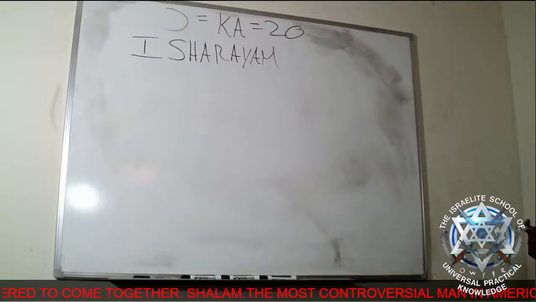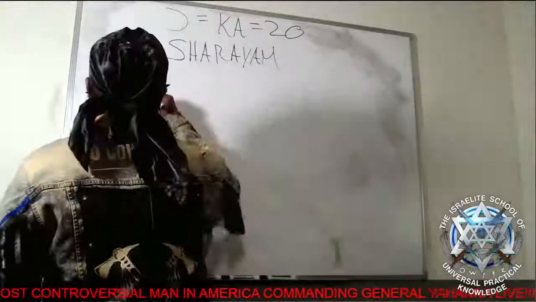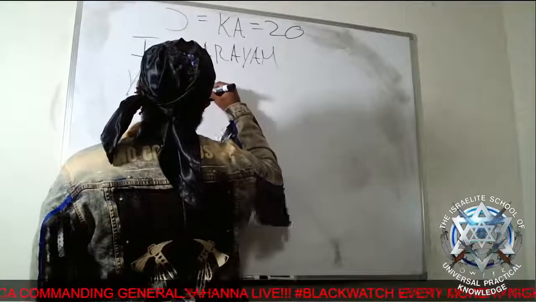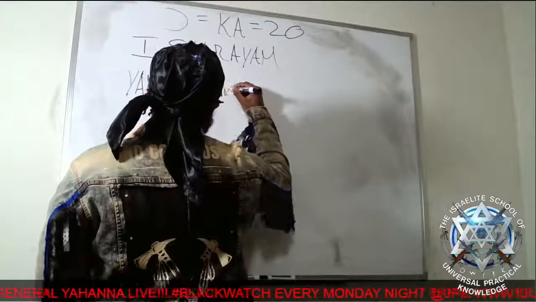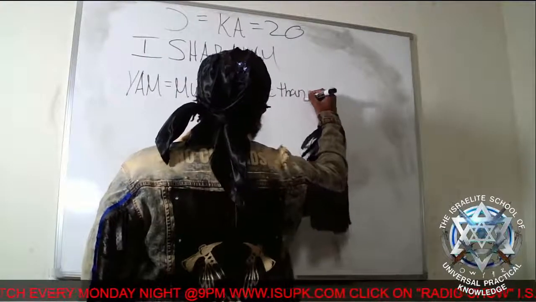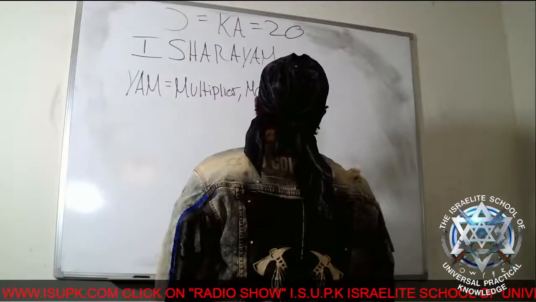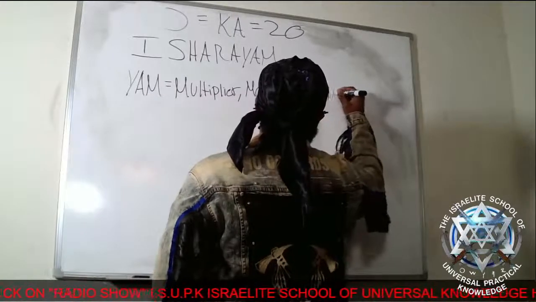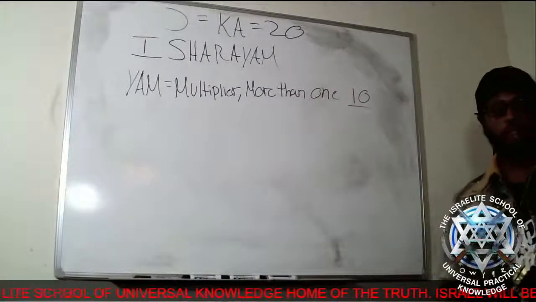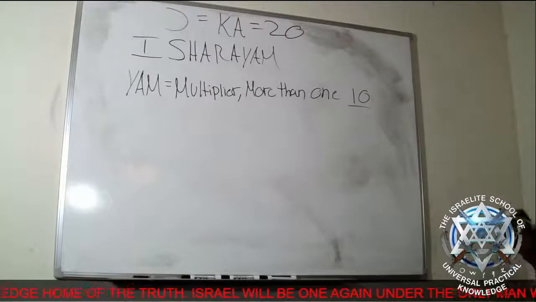So we're going to break it down. The yim at the end is like a multiplier. It's letting you know that it's more than one, more than 110. So the yim at the end of Asherayim is letting you know that it's a multiplier and it's more than 110.